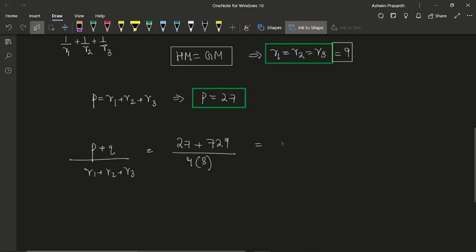So this will become (27 plus 729) divided by 27. We'll cancel 27 from each, so this comes to 1 plus 27, because 729 is 27 squared. So this comes to 28, which is our final answer.